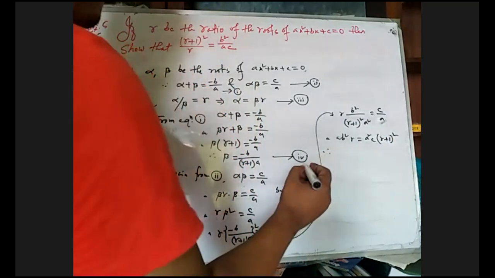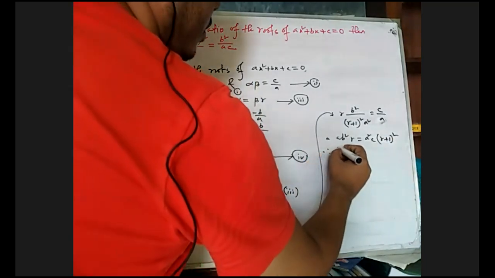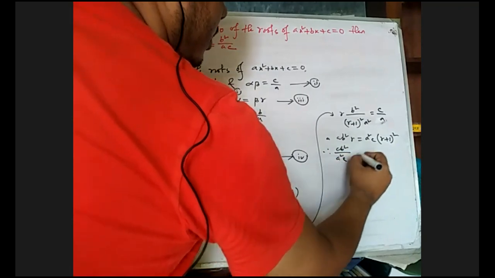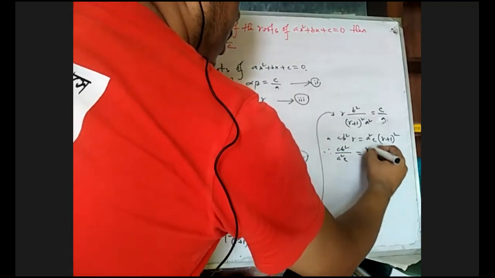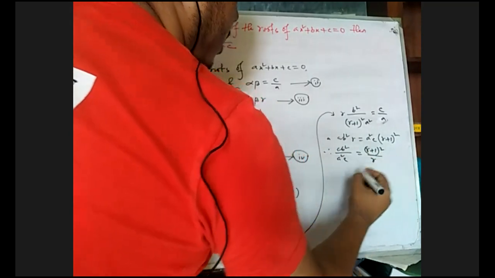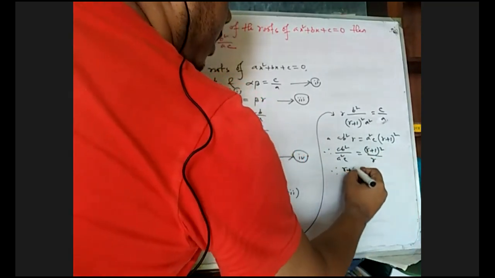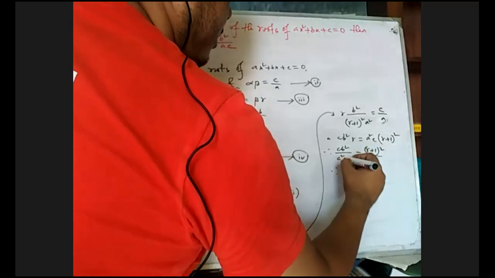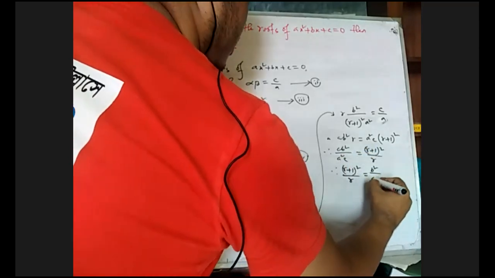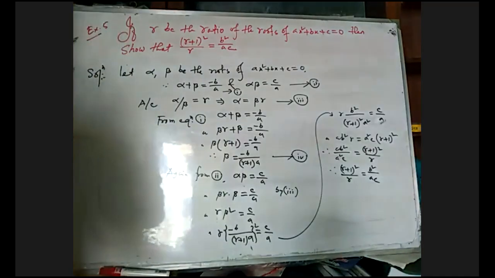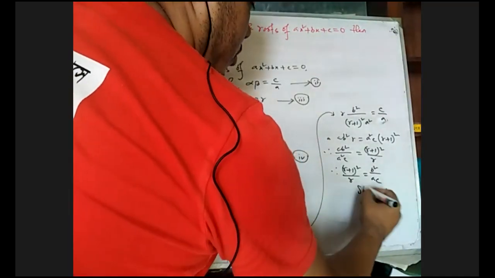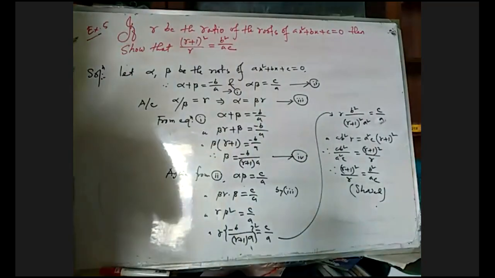Therefore, a b square divided by a square c equals to r plus 1 whole square by r. Therefore, r plus 1 whole square divided by r equals to, a cancel, so b square by ac. Showed. We have to show this condition.